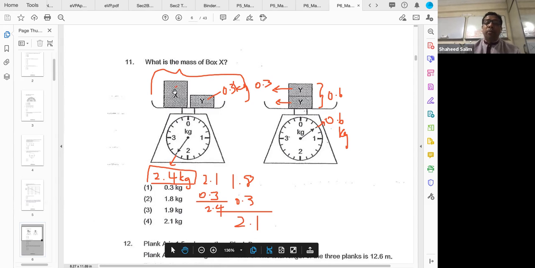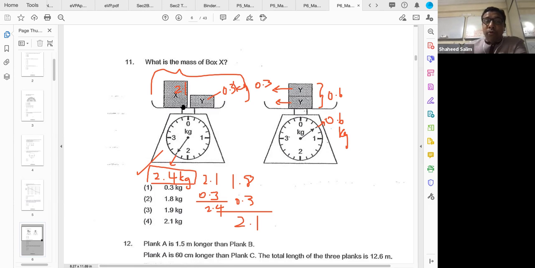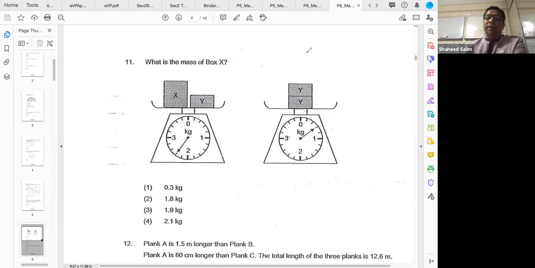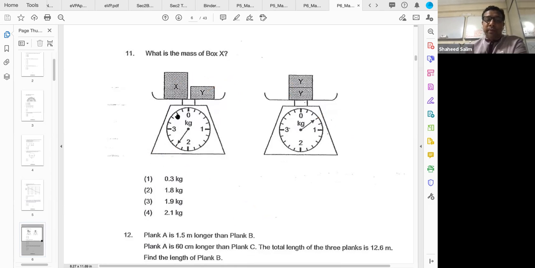Correct or not? It has to be 2.1. You add together, you get 2.4. So in this scale, you must know how to read the scale. Then not only that, you got to divide, you know how to divide, and then you put in the value. Okay lah, still okay. You can do this. In fact, you all can do all of this.